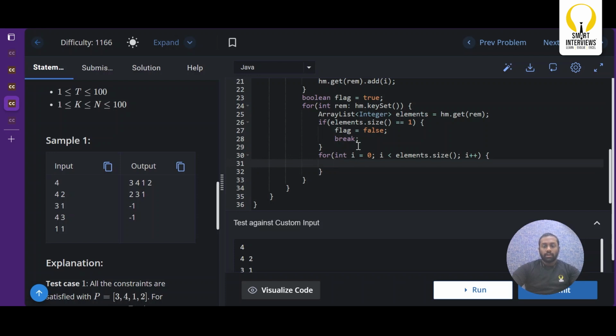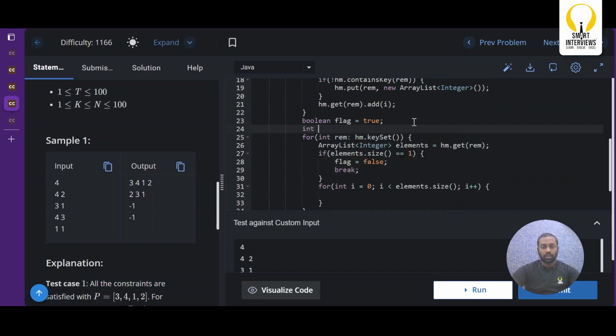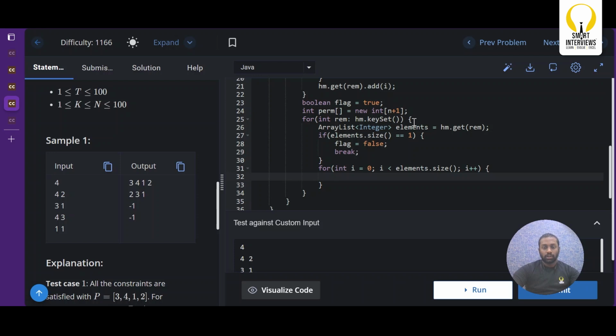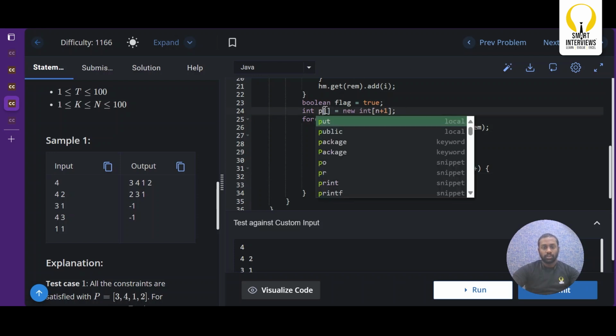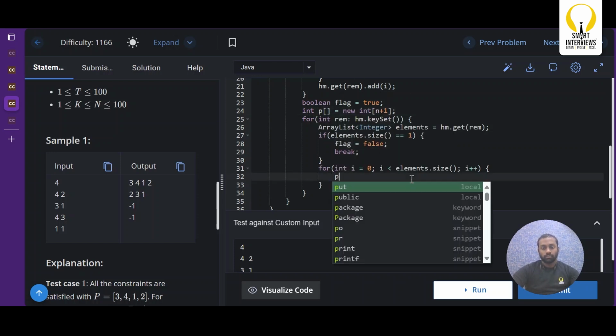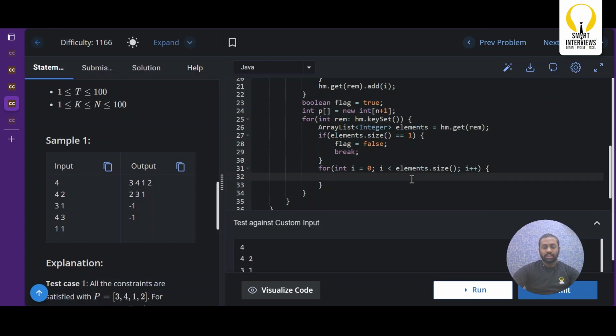Alright, coming to cyclically putting it in the slots. Well, I need a permutation array which was not taken as of now. Permutation array, new int. What should be the size? N size, right? But if you see, this is a one based index. So let's take n plus one size, and let's take it as p. So for every element, I'm going to put it in the next element place.